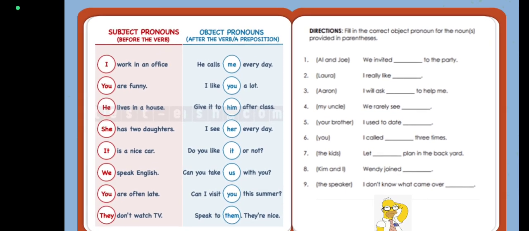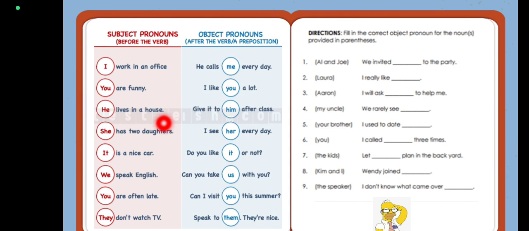Yes. Is this clear? This is pretty easy. Yes. Awesome. Yes, it's clear.